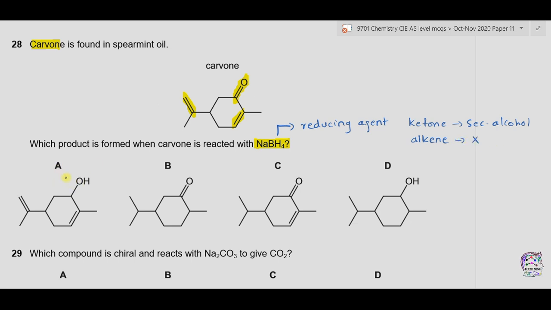Let's move towards the options. In A, we can see that the carbonyl carbon has converted into a secondary alcohol and the alkene has not changed, so A could be correct. In B, we can see that the carbonyl carbon has not changed, so B is incorrect. In C, again the carbonyl carbon is not changed. In D, we have a secondary alcohol, which is correct, but the alkene has also converted into an alkane, which is incorrect. So the correct option is A.